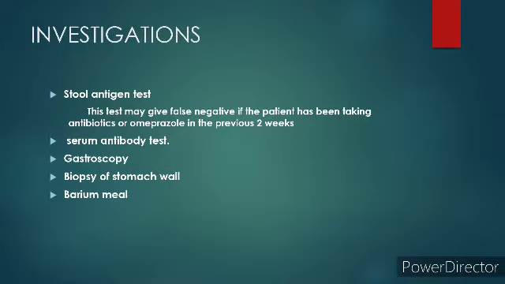Investigation. Which investigations can we do to confirm that this patient has peptic ulcer disease? The first investigation is the stool antigen test. For the stool antigen test, the lab attendant will pick a stool sample from the patient, and this test may give false results in patients who have been taking antibiotics or omeprazole in the previous 2 weeks.